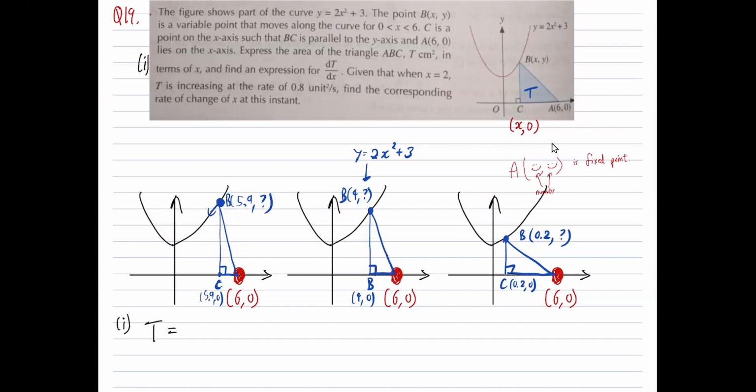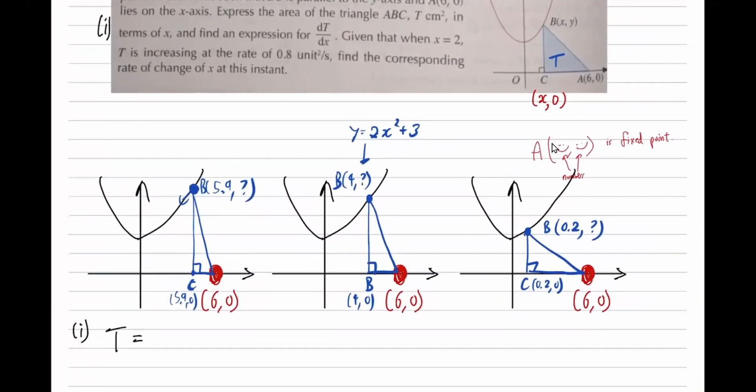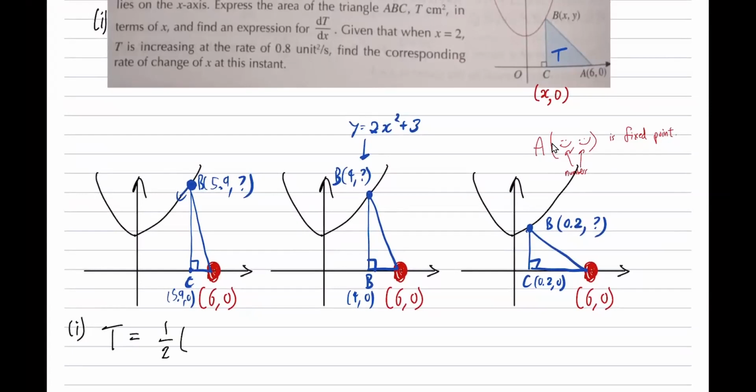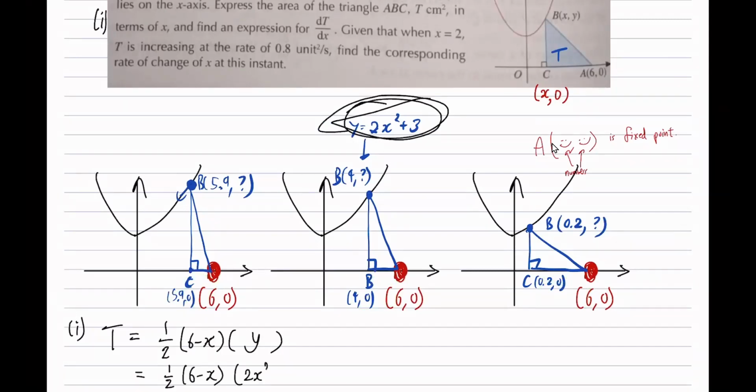What's the area of a triangle? Half times base times height. Very good. What's the base? What's the height? AC, which would be 6 minus x. Correct. Like 6 minus 5.9, 6 minus 4, 6 minus 0.2, so 6 minus x in general. Then the height is y. But y equals 2x squared plus 3. So you end up with half, bracket 6 minus x, bracket 2x squared plus 3. So you just express the area of the triangle in terms of x.